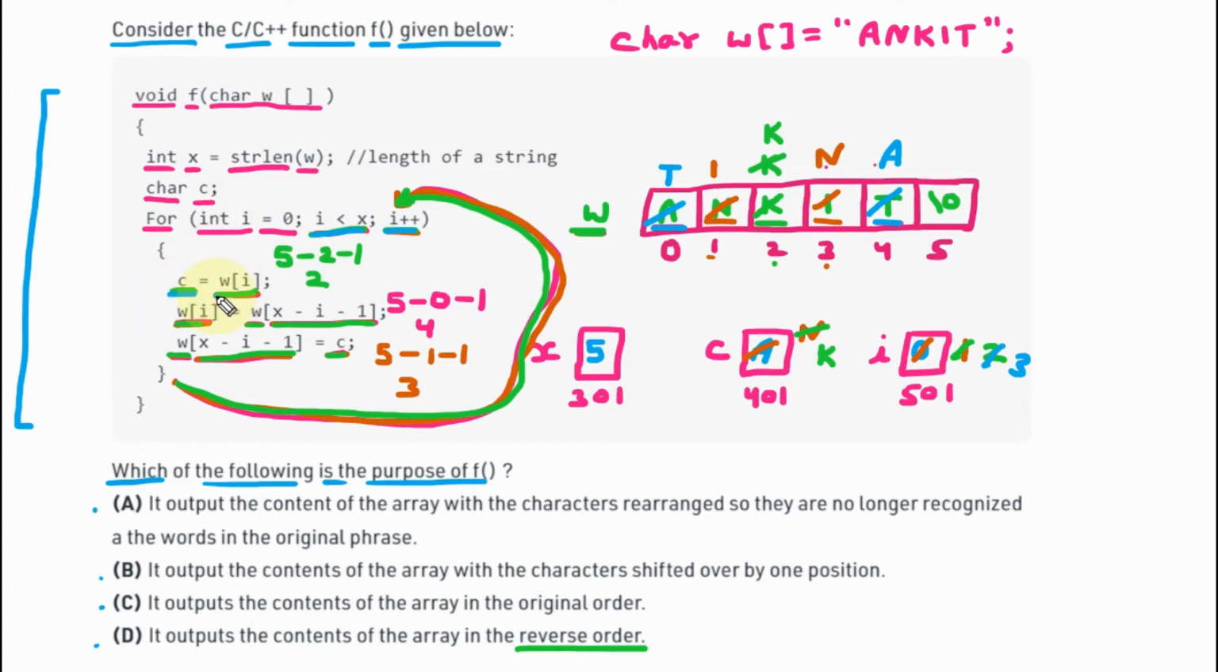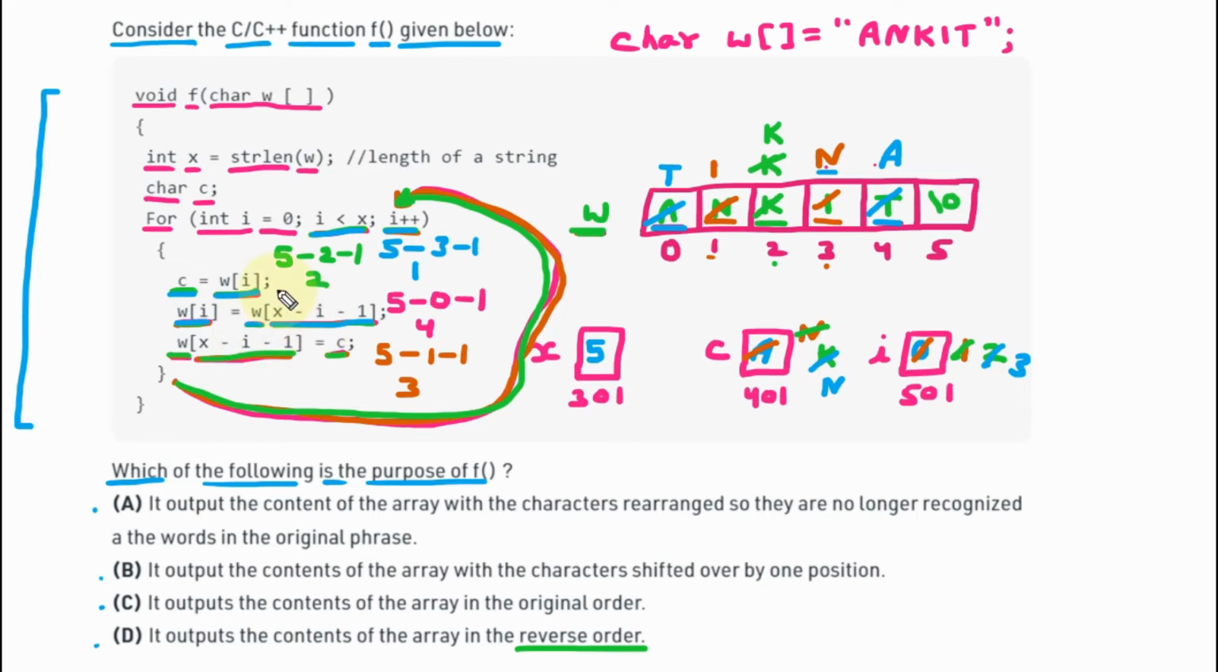C is equal to wi. So w3. So this w3 is n. So we are talking about this n. This n is going inside c. So here this n will be stored in c. Afterward, wi is equal to w x minus I minus 1. The value of x is 5 minus I is 3 minus 1. So 3 and 1 is 4. 5 minus 4 is 1.